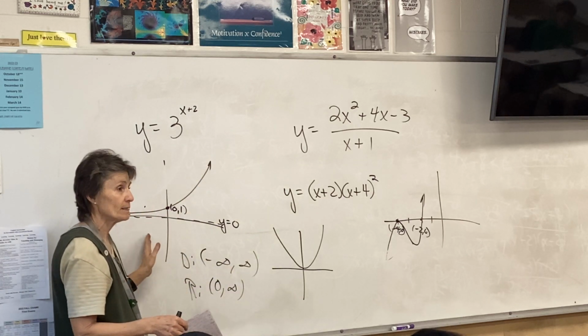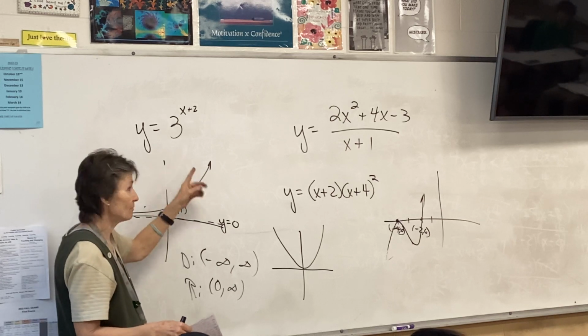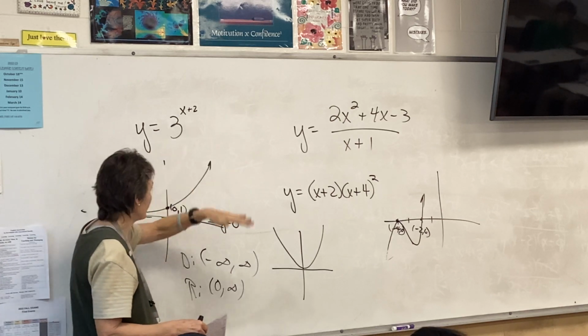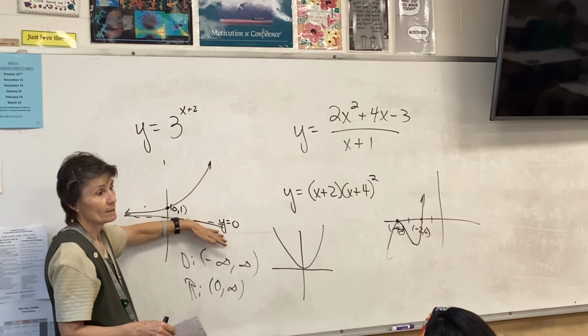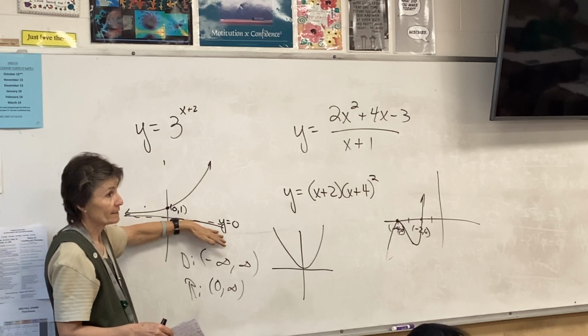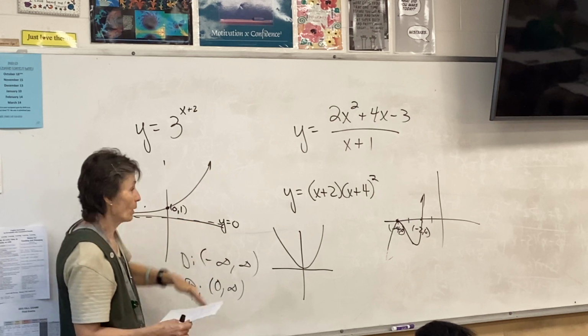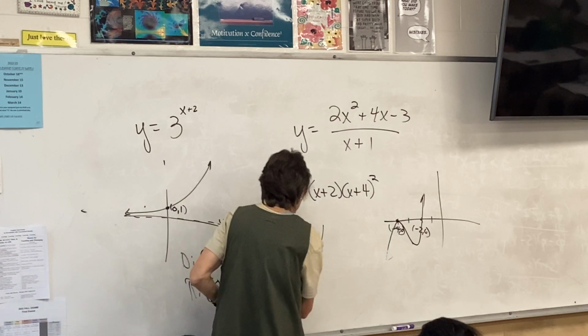Is this bounded? Yep. Not above. That arrow is going up forever, but it's bounded below at y equals 0. It does not go below 0. And what is its end behavior?